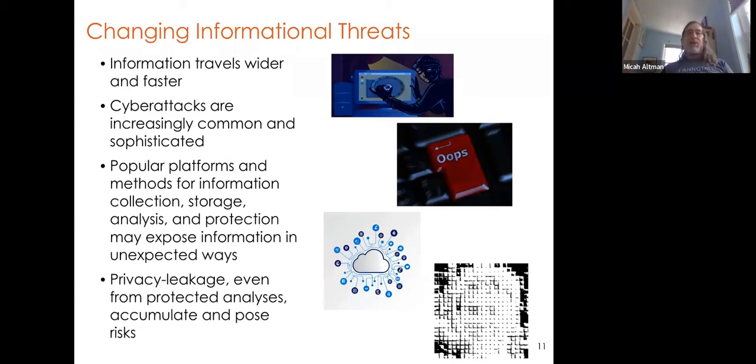Information threats are changing in a variety of ways in the current environment. Information travels wider and faster. Cyber attacks are increasingly common. Common platforms for information collection, storage, etc., expose information in new ways, and privacy leakage accumulates, even when people use disclosure control methods.